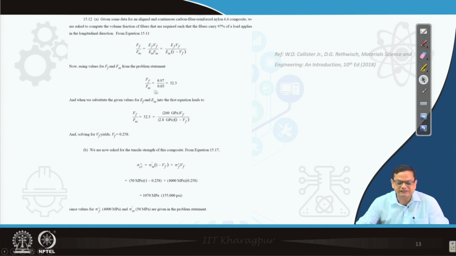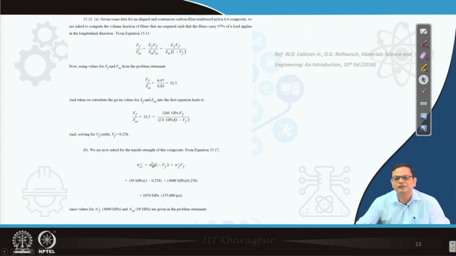So, FF over FM is given already as 0.97. It says that 97% of the load is being carried by the fiber, so 0.97 by 0.03. That is the ratio of FF over FM. Then you plug in the different values of EF and EM, and ultimately from this equation you get the value of VF. Once you get VF, one thing is interesting here: the sigma of the composite material is not sigma mu, but sigma m dashed.